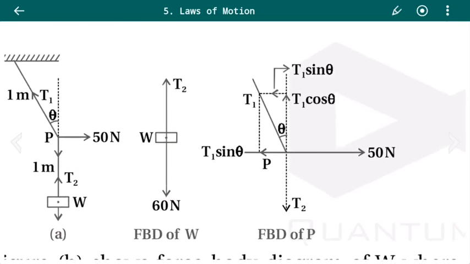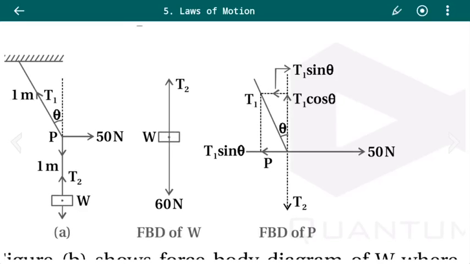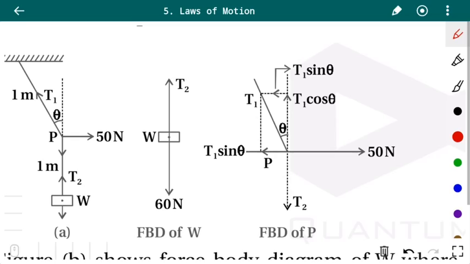Now let us see the free body diagram of P. Free body diagram at point P. So here at point P, the forces that are acting: first of all, the tension T2 that is prevailing in the rope towards the block. Another tension prevailing towards the fixed end, that is in this direction.